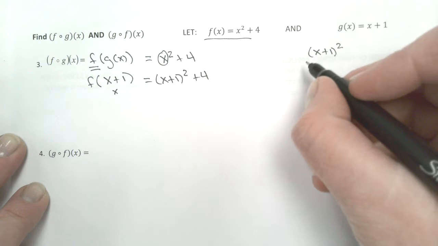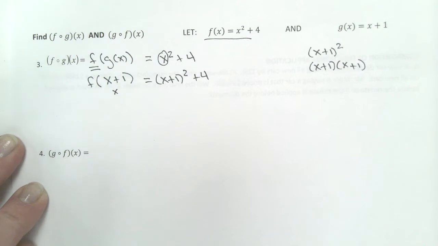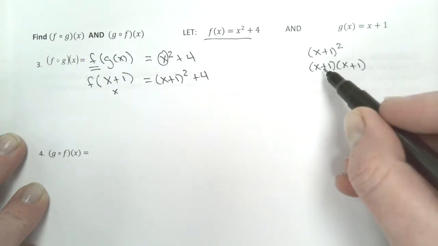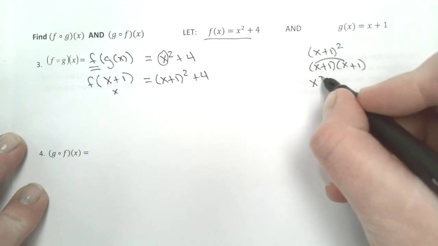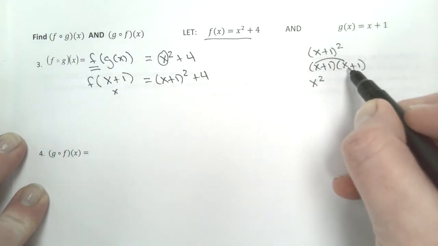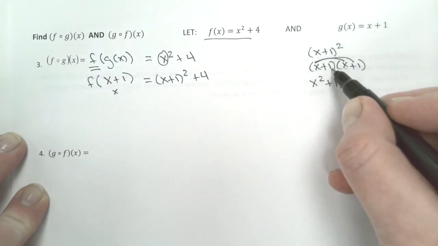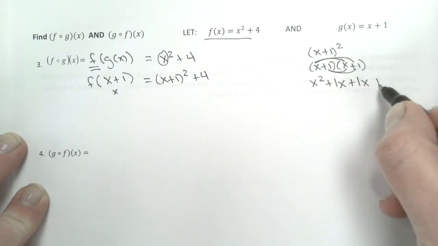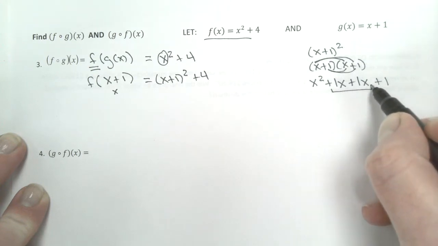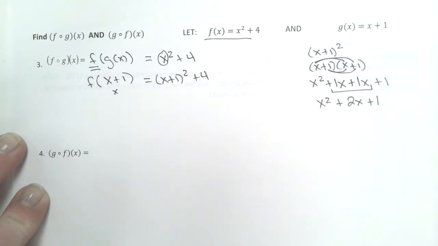Anytime you take something and you square it, that's the same thing as multiplying it by itself. So I'm going to start by rewriting it as x plus 1 times x plus 1. Now I have two terms times two terms, and I'm going to have to multiply, distribute, FOIL, whatever you call it. So x times x is x squared. x times 1 is 1x. Move and distribute the 1. 1 times x is 1x. And 1 times 1 is 1. I need to combine like terms, so I end up with x squared plus 2x plus 1.